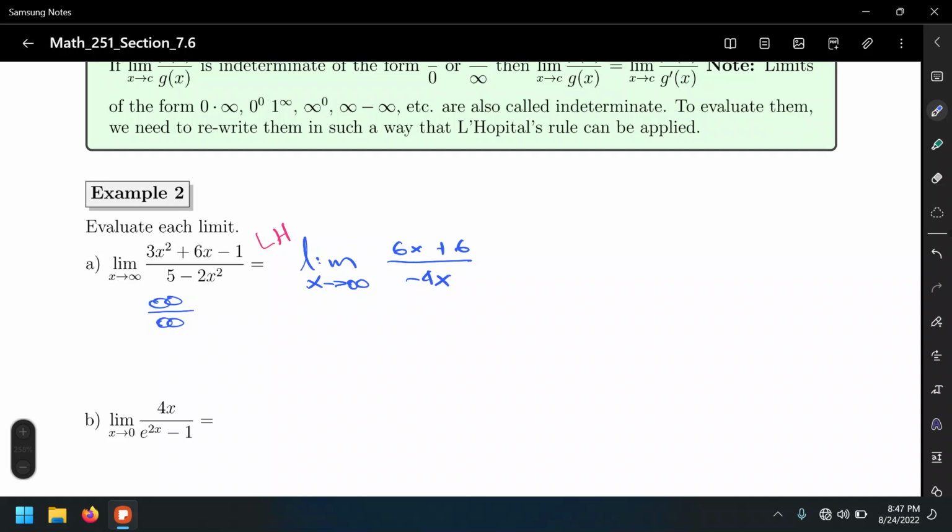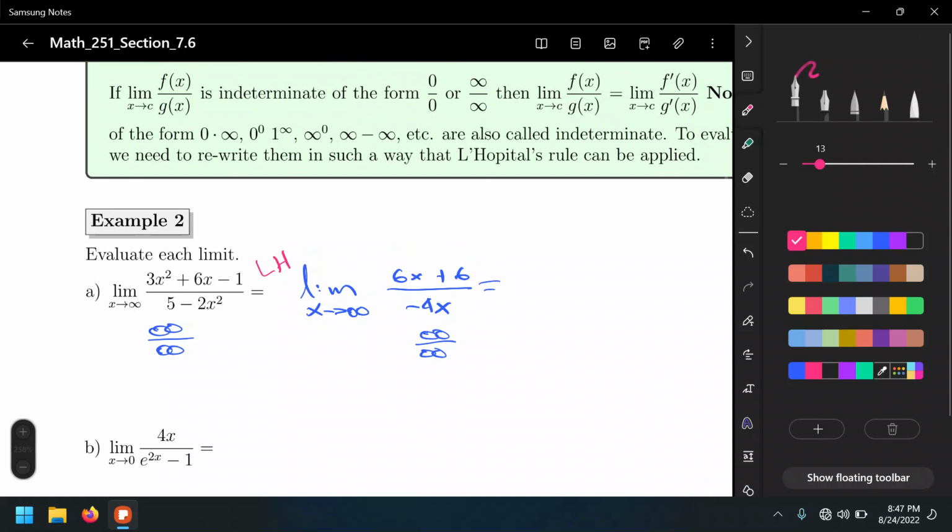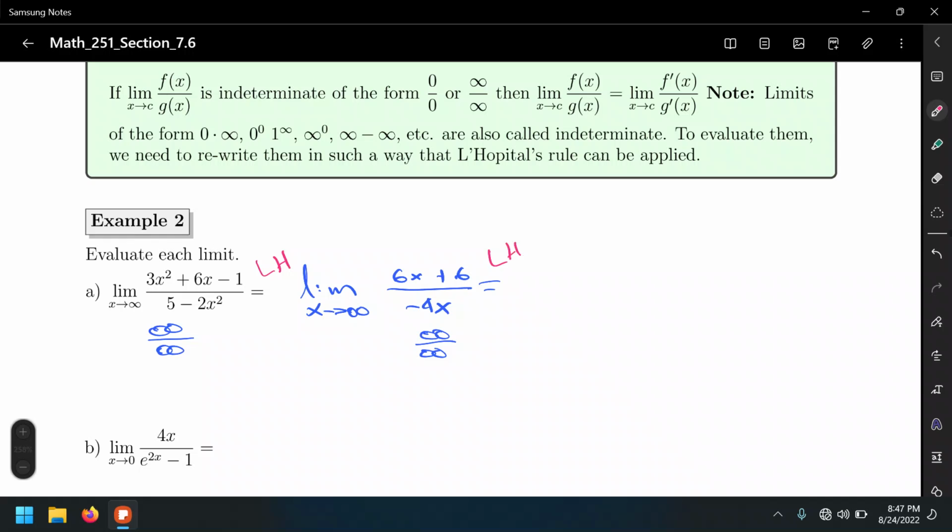If we try to compute this limit again, that'll be 6 times infinity plus 6, that's infinity over infinity. Well, it could be a minus or plus, it doesn't matter. That means that we can use L'Hopital's rule again. The limit as x approaches infinity, the derivative of 6x is 6, the derivative of negative 4x is negative 4, and in this case the limit is negative 3/2.